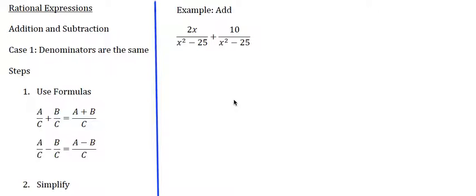Step number 1, use the formulas a over c plus b over c equal a plus b over c. That's for addition. For subtraction, similarly, a over c minus b over c equal a minus b over c. These formulas basically tell you that you should keep the common denominator and you should add or subtract accordingly.